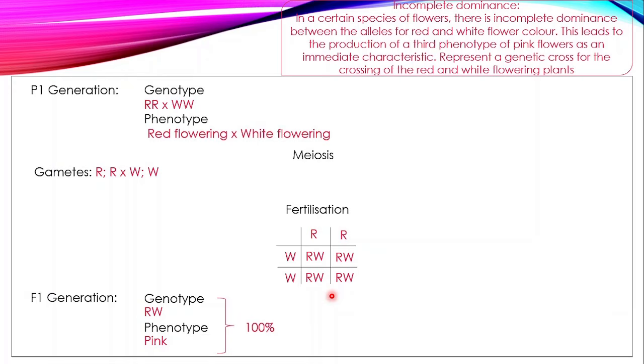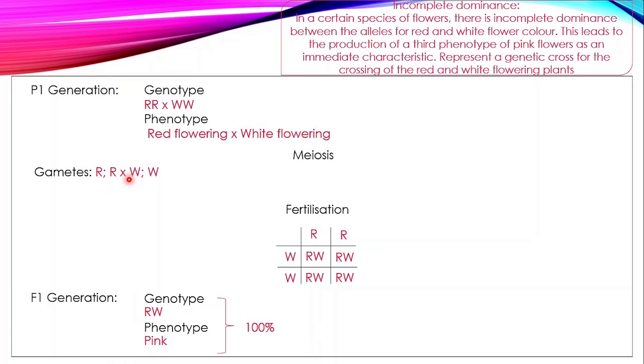Okay, then we get an incomplete dominance example. In a certain species of flowers, there's incomplete dominance between the alleles for red and white flower color. This leads to the production of a third phenotype of pink flowers as an intermediate characteristic. Represent a genetic cross for the crossing of the red and white flowering plants. So here we have RR and WW, two different letters in this case because it's incomplete dominance. In the phenotype, we have red flowering, and this one is white flowering.